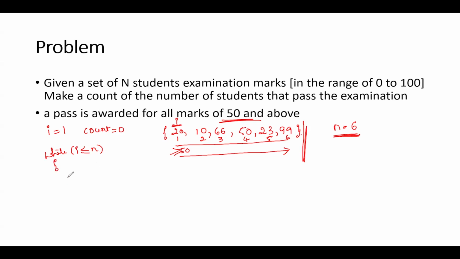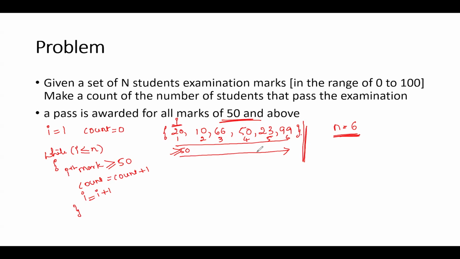So once it is true, what I'm going to do is check whether the given mark is greater than or equal to 50 or not. I will take that ith mark and check if it is greater than or equal to 50. If it is, then I will increment my count value by 1. So count will become count plus 1. After that, I have to move to the next element in the list. So I will increment the I value by 1. These are the set of statements which I need.